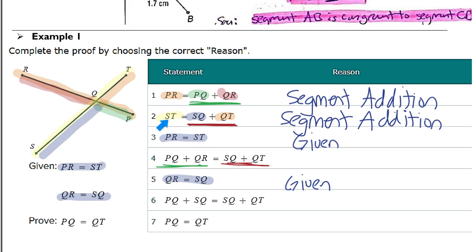Notice ST is SQ plus QT. So I'm going to take this value and just swap it out with those, just like a substitute teacher. If I'm gone, someone replaces me. So ST is the same thing as this, so it's being replaced by that. So this is going to be our substitution step. By the way, a lot of geometric proofs have substitution involved.